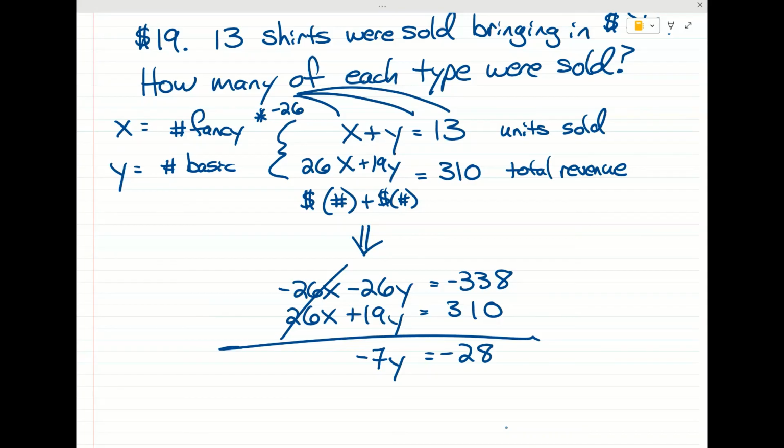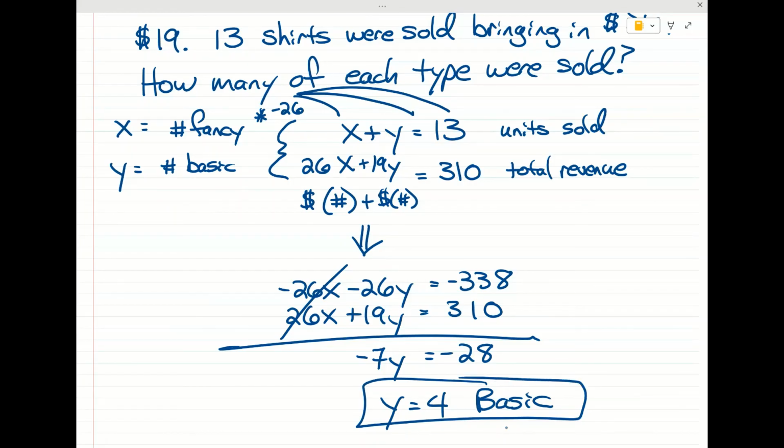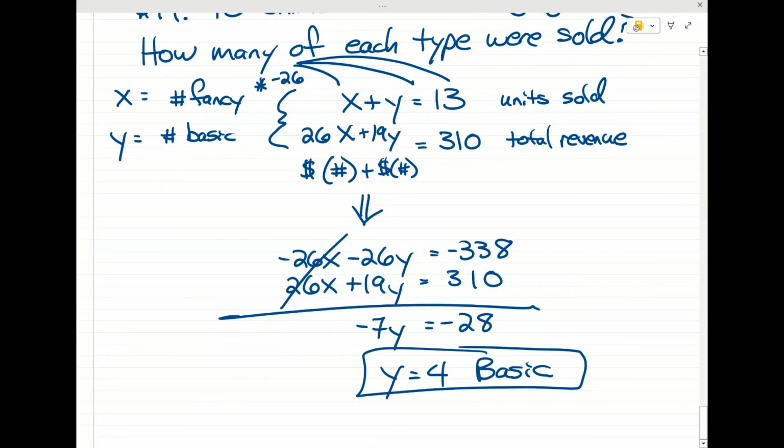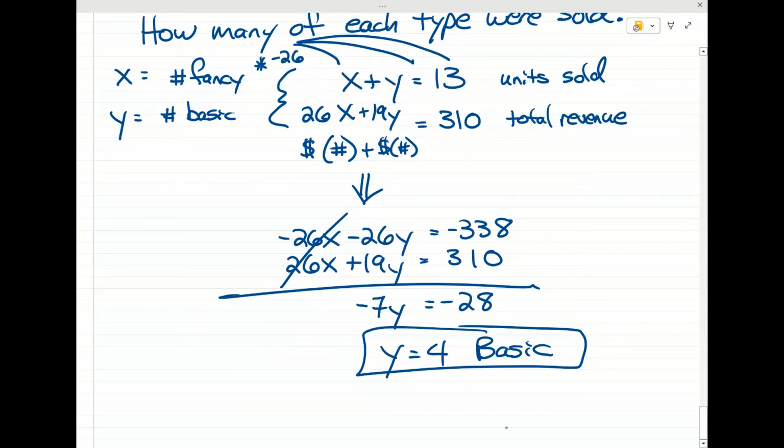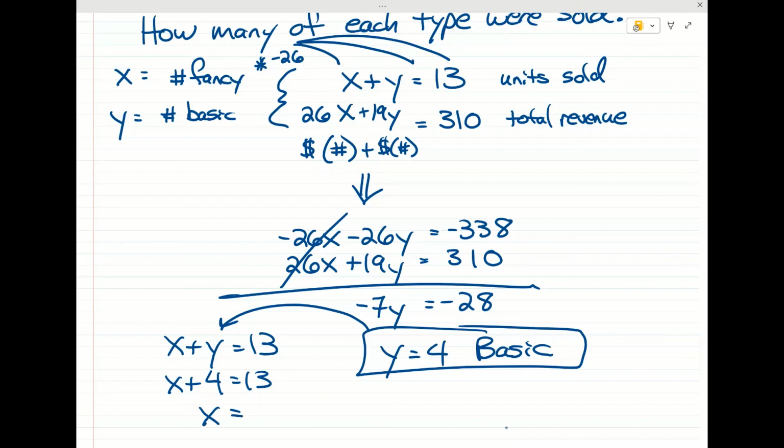28 divided by 7 is 4. So this means the number of basic we sold were 4. The number of total shirts we sold were 13. So the way that we figure out the number of fancy shirts sold would be x plus y is 13. We'll replace y with 4. And it looks like x would be 9. And that's the number of fancy shirts sold.